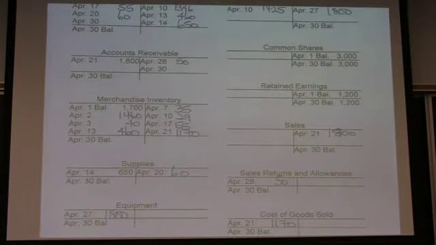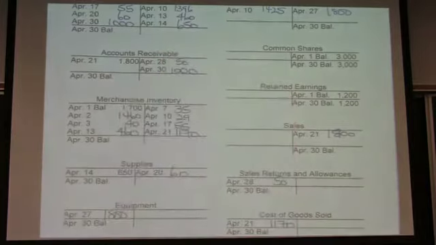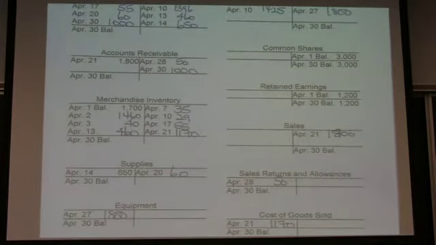And finally, there was a cash transaction. We received $1,000 from our receivable, so we're going to debit cash, credit accounts receivable. So those are the transactions. Now what we want to do is add the various T accounts.